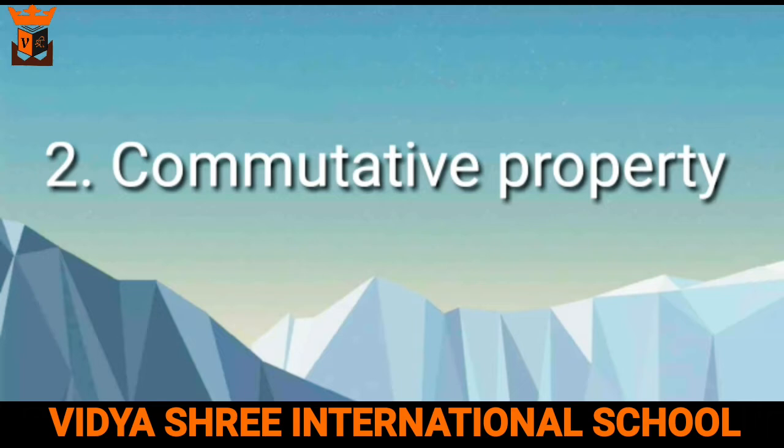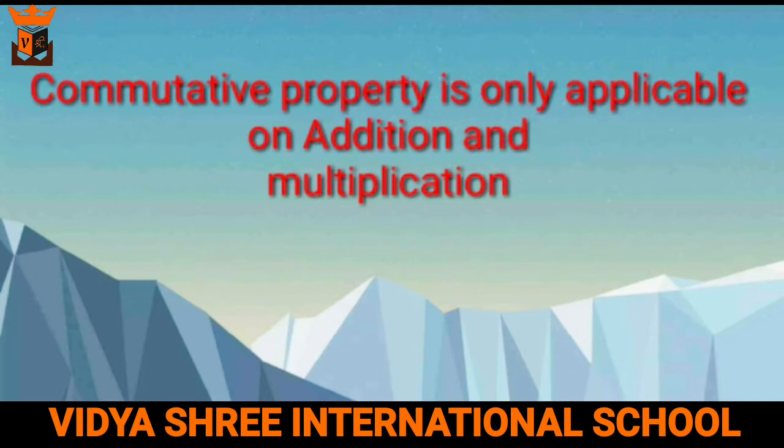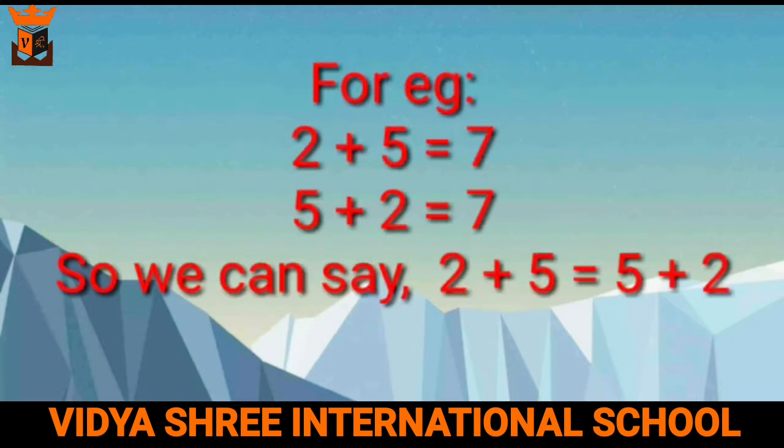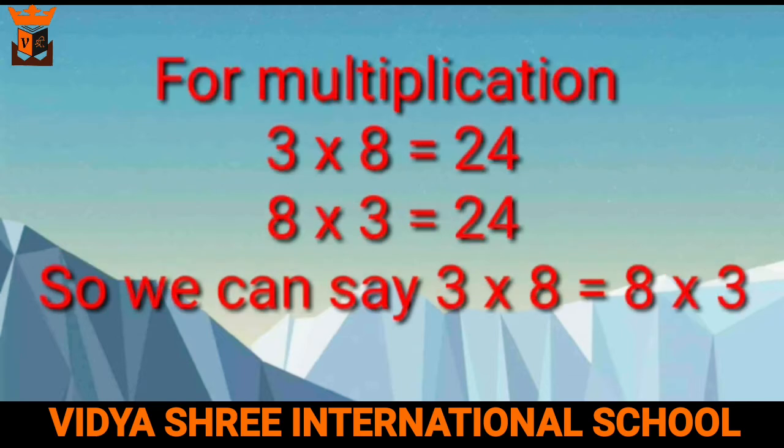Second property is the commutative property, and this property is applicable only on addition and multiplication. The result of addition or multiplication of two whole numbers will always be the same no matter in which order they are added or multiplied. For example, 2 plus 5 is equal to 7 and 5 plus 2 is equal to 7. So we can say 2 plus 5 is equal to 5 plus 2. And same for the multiplication, 3 multiplied by 8 and 8 multiplied by 3 is equal to 24. So we can say 3 multiplied by 8 is equal to 8 multiplied by 3.